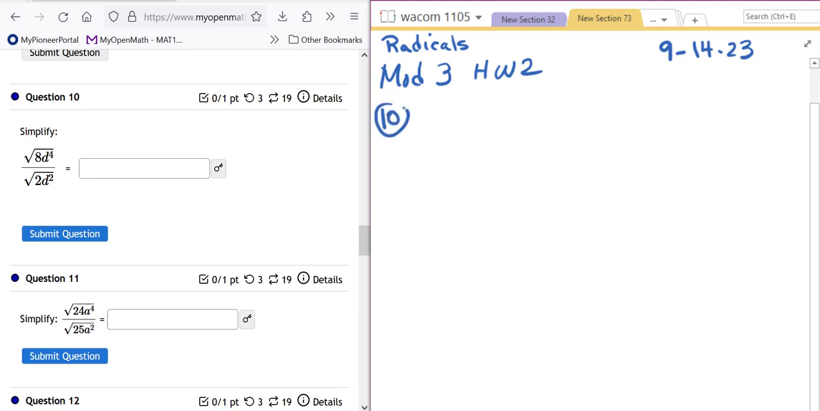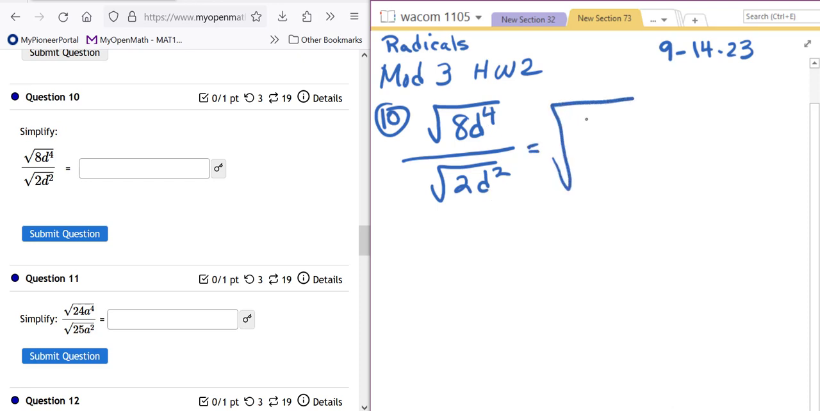So for problem 10, this one is one where right now you have to put it together to be able to simplify because we don't know yet how to rationalize a denominator. But we do have something in common with the numbers and with the d's. So we can put it back together, make one radical, and we could reduce underneath.